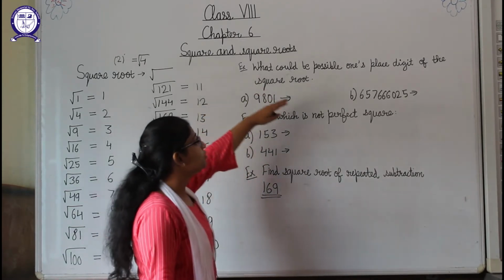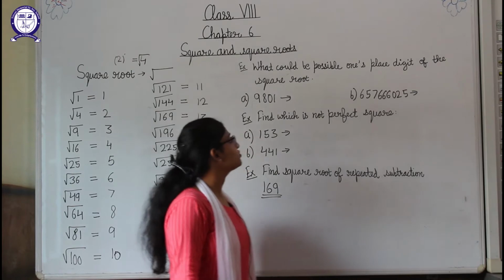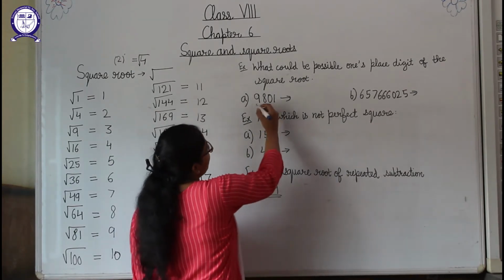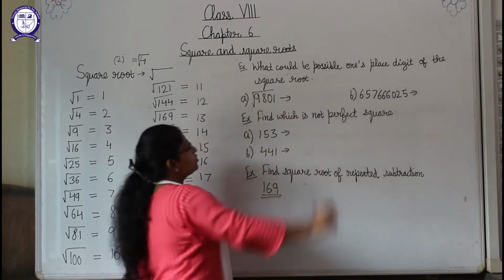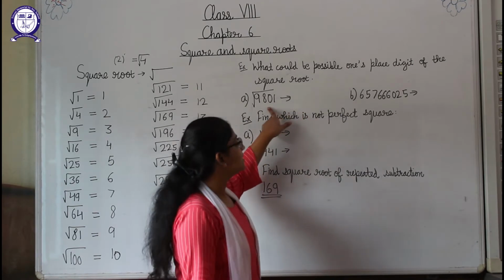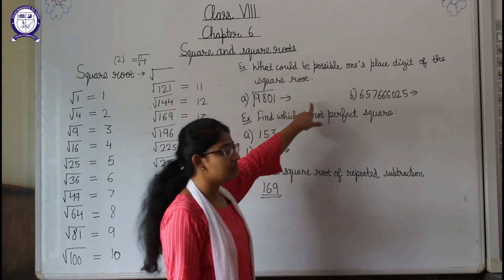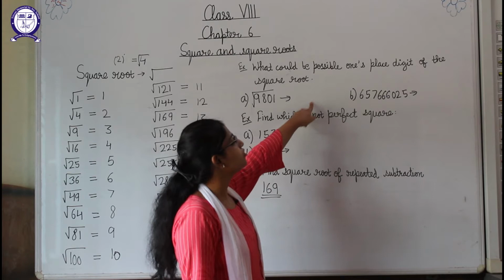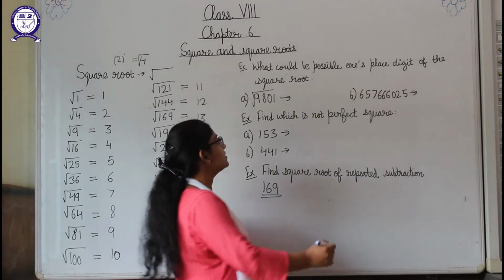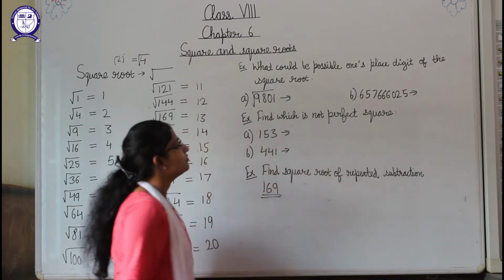First question is, what could be the possible ones place digit of the square root? Suppose this number is given to us and we have to find its square root. We have to tell only the ones place digit, that is, what will be the ones place digit of the square root of this number.